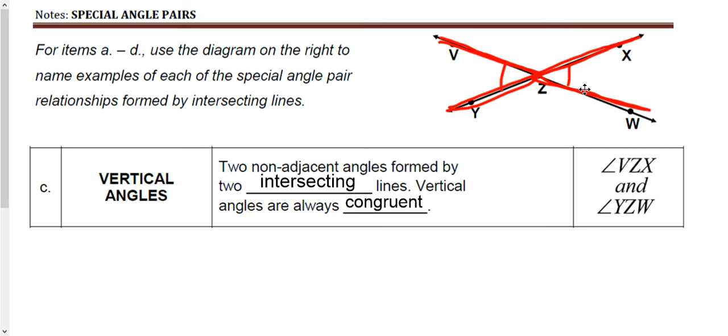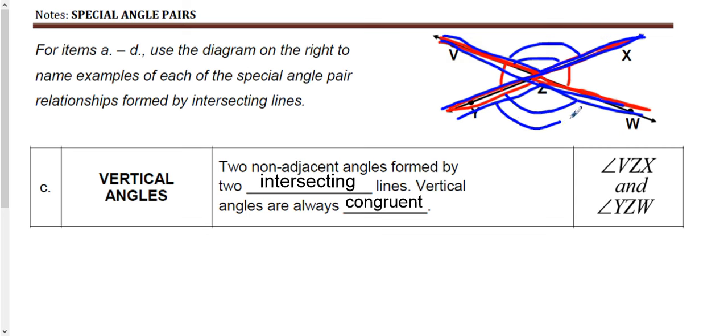So we put those also. But the other pair of non-adjacent vertical angles in this picture, I'll color in blue here, is this angle right here, VZX, and YZW. They're formed by, again, these same two lines intersecting. These aren't side by side, they're not adjacent here. And they would be congruent. This angle measure would equal this angle measure on this side. So the red ones are equal, vertical, non-adjacent in this picture, and so are the blue ones. They're equal to each other.